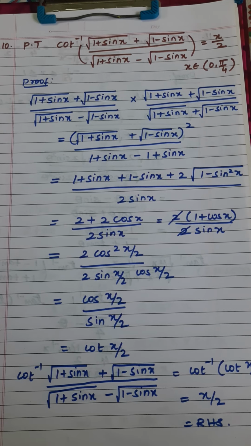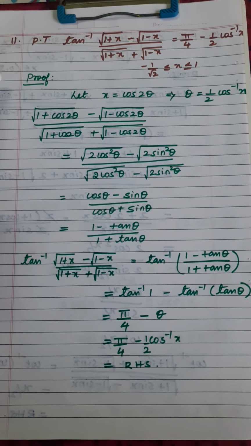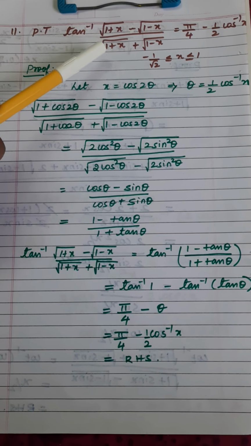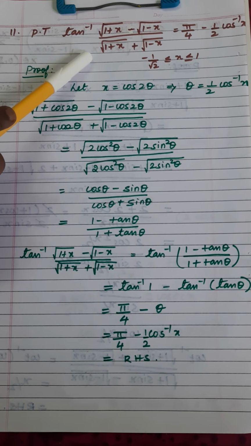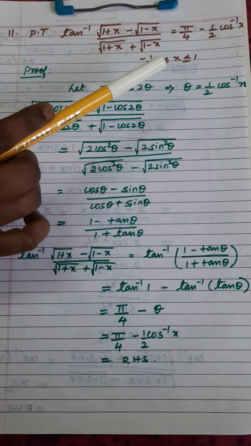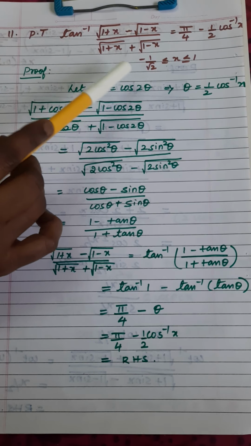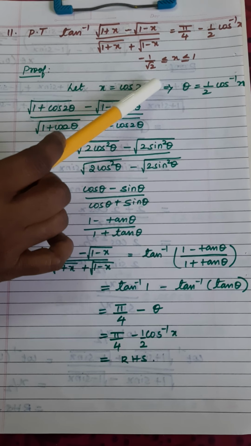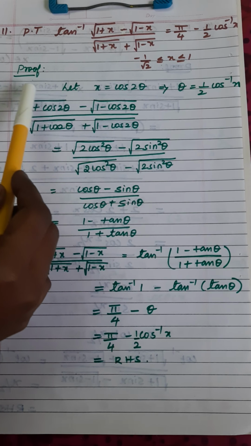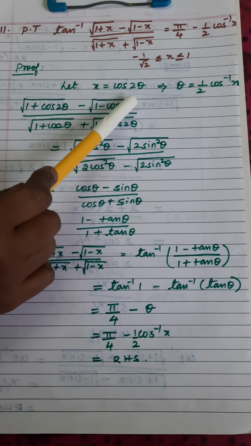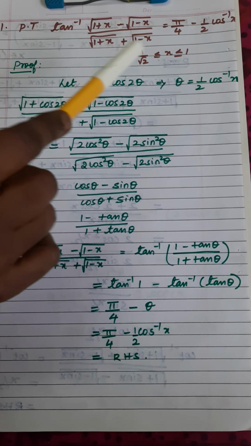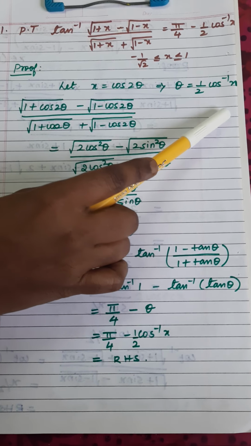Now we will go through question number 11. Question number 11. Prove that tan inverse of (root of 1 plus x minus root of 1 minus x) divided by (root of 1 plus x plus root of 1 minus x) equals pi by 4 minus 1 by 2 cos inverse x, and the range of x is minus 1 by root 2 less than or equal to x less than or equal to 1. In the textbook it is given as a hint: x equals cos 2 theta. So we will take x equal to cos 2 theta, then theta equals 1 by 2 cos inverse x.